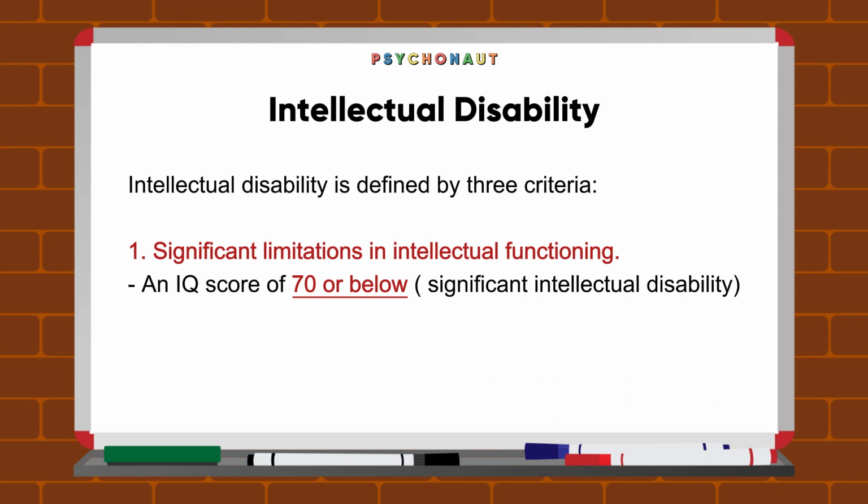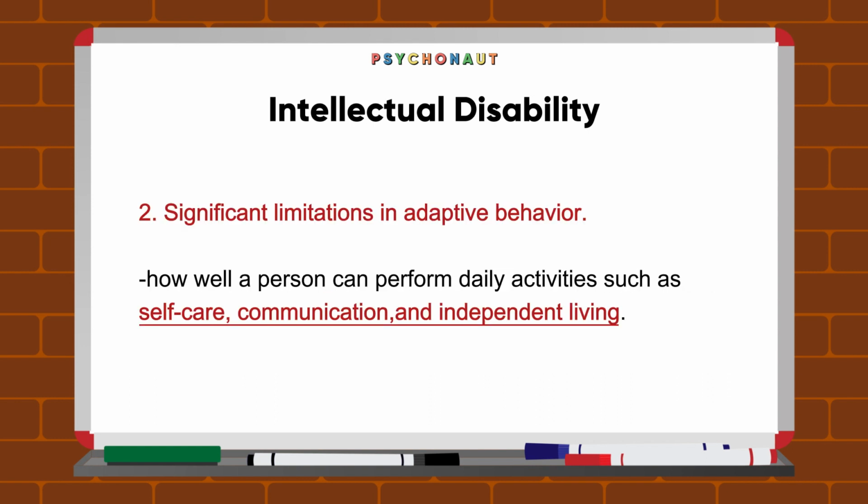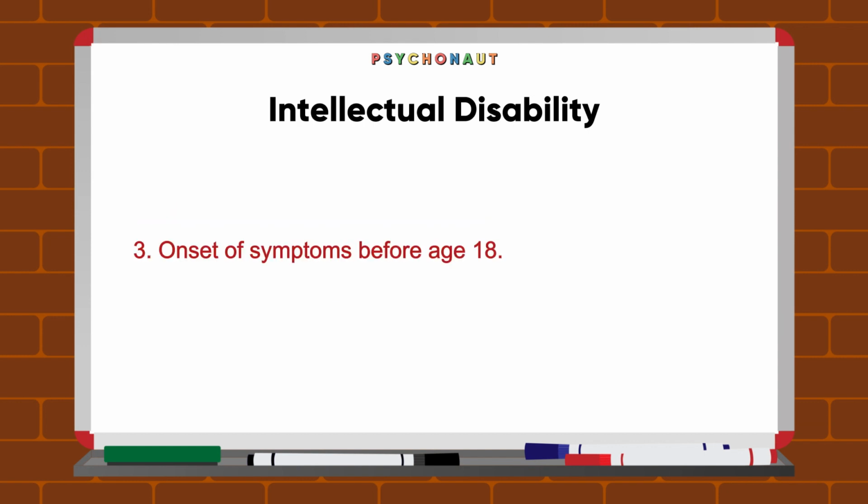1. Significant limitations in intellectual functioning. This is measured by an IQ test. An IQ score of 70 or below is considered to be significant intellectual disability. 2. Significant limitations in adaptive behavior. This is measured by how well a person can perform daily activities such as self-care, communication, and independent living. 3. Onset of symptoms before age 18. It must be present from childhood or adolescence.